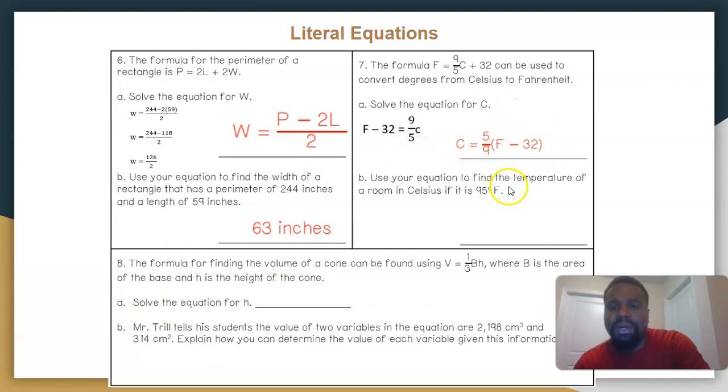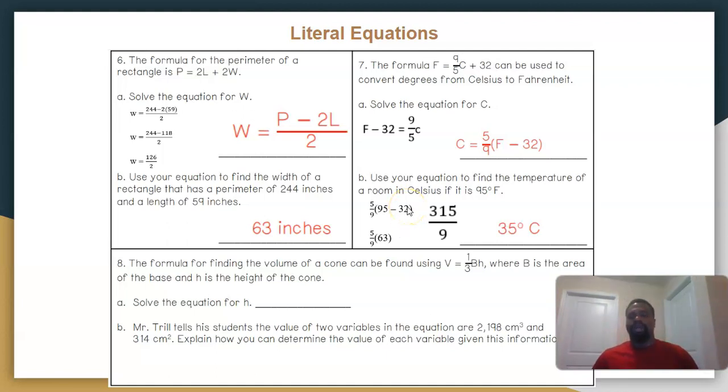Using this equation here, all right, if I have 95 degrees Fahrenheit and I want to know what that is in Celsius, I do 95 minus 32, all right, which is 63. And if I do 63 times 5/9, that's going to give me 315 over 9. And 9 goes into 315 35 times. So in Celsius, it'll be 35 degrees.